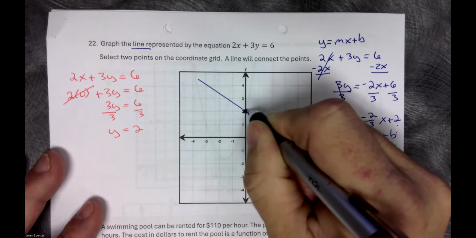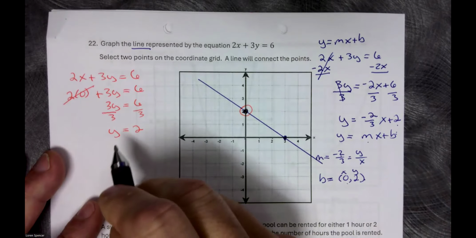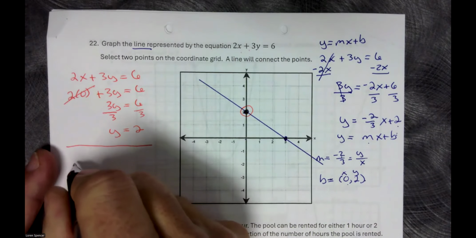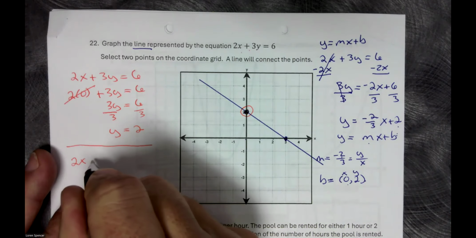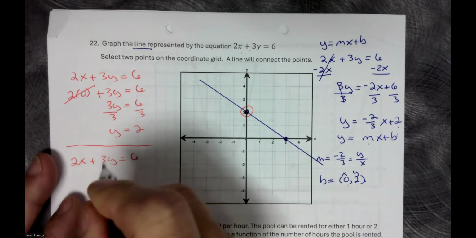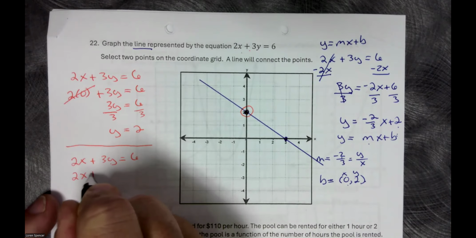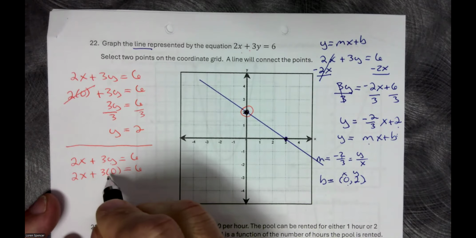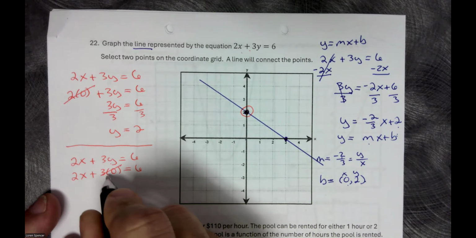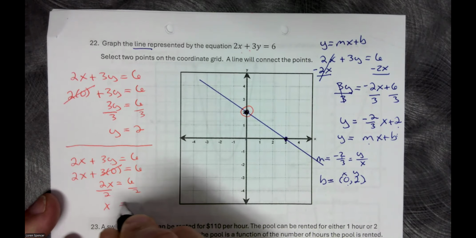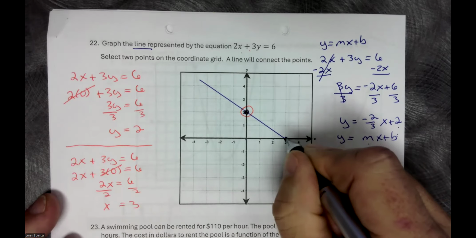Well, guess what? There's my point. I plotted it at 2. Now, because this is in standard form, I can go ahead and plug in a 0 for the y. So I have 2x plus 3y equals 6. I'm going to plug in a 0 for the y, and now I have 2x plus 3 times 0 equals 6. Well, 3 times 0 just goes away because that becomes 0. So now I have 2x equals 6. I divide by 2, and I get x equals 3, which is this point right here.